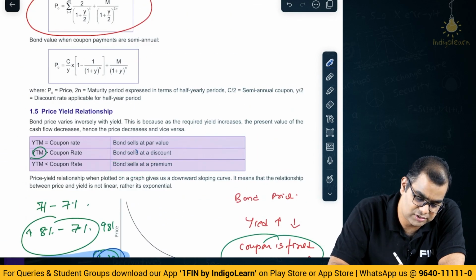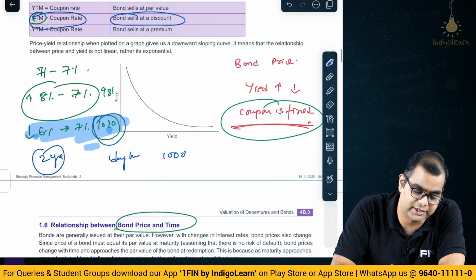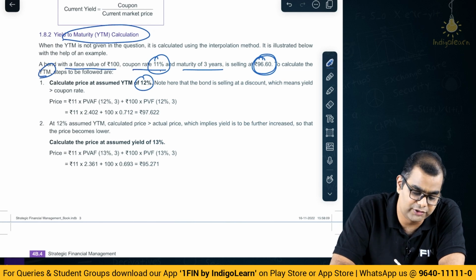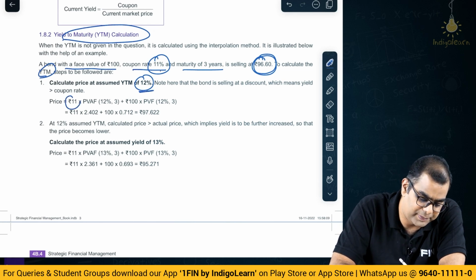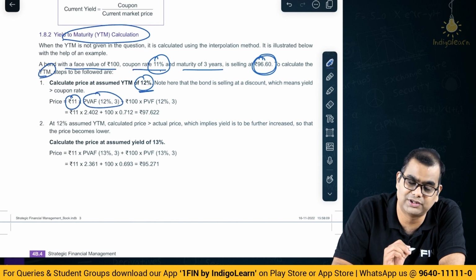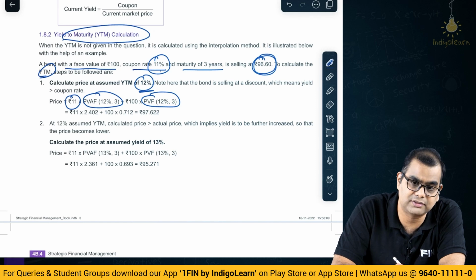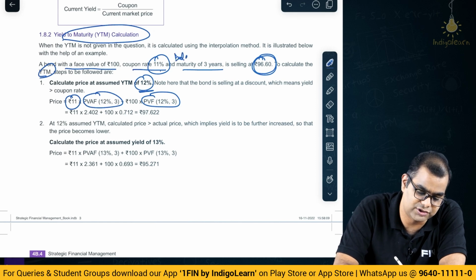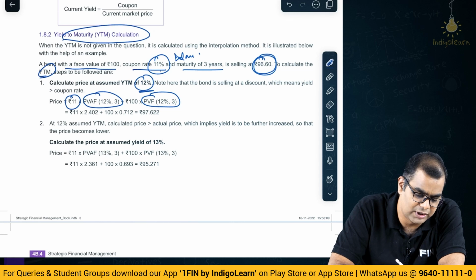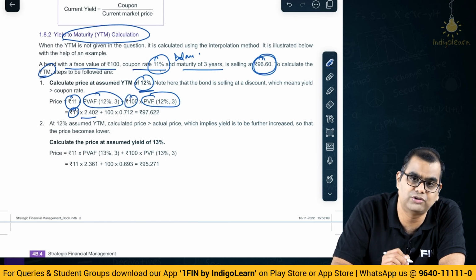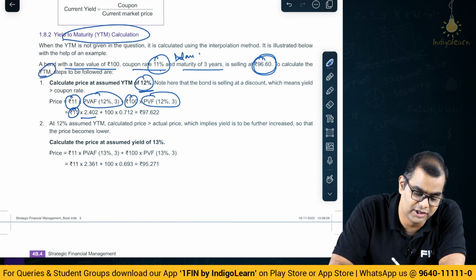When will a bond sell at a discount? A bond will sell at a discount when yield is greater than coupon rate. So, you take the first assumption of yield as 12%, which is higher than the coupon rate. When you take yield at 12, compute the present value of the coupon payments, compute the present value of the bond. Assuming this is balance maturity, we don't know when the bond was issued and all that. So, 11 rupees into the present value annuity factor at 12% for 3 years, and 100 rupees into the present value factor for 12% for the 3rd year, you get 97 rupees.